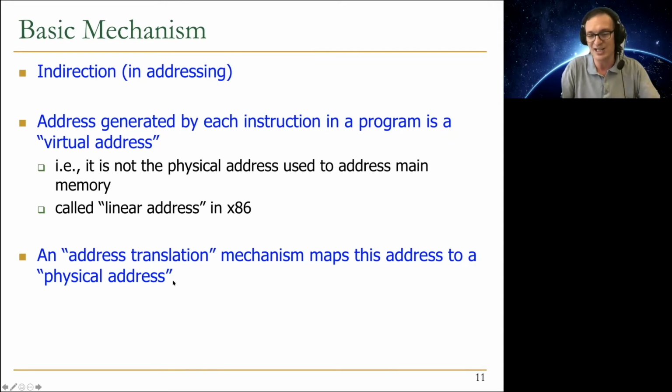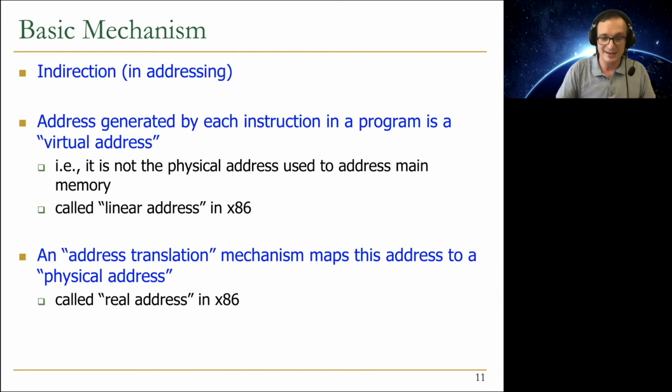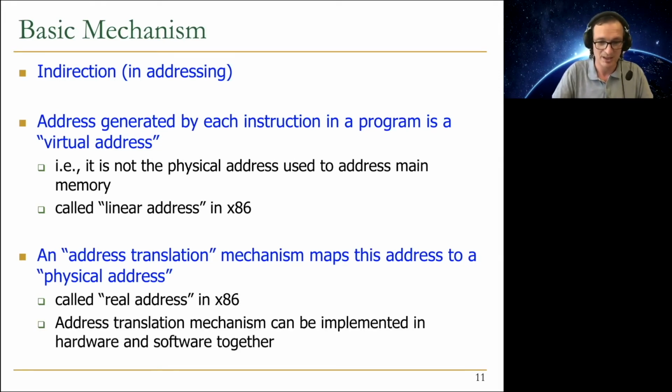So it's going to be indirection. It's going to be additional latency, and we're going to try to solve those latency problems. And this physical address is called a real address in x86, as we will see also. And this address translation mechanism is implemented in hardware and software together, as we will see.